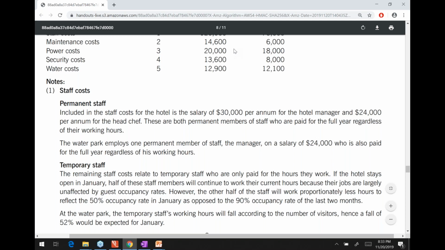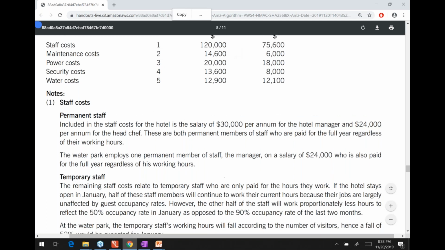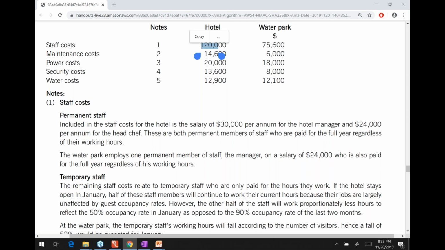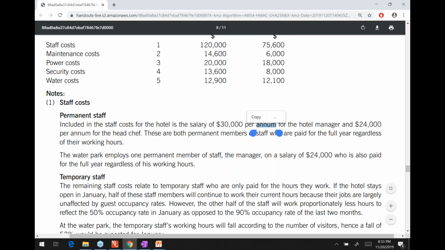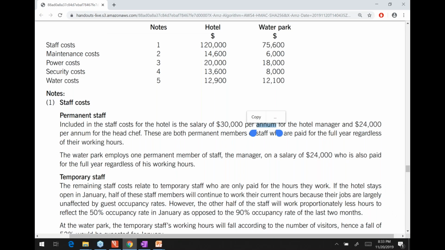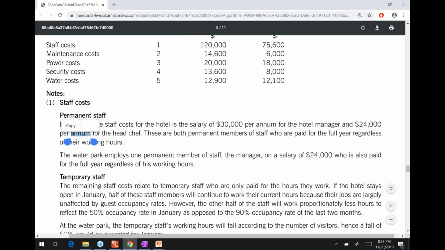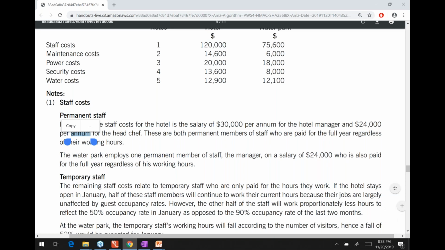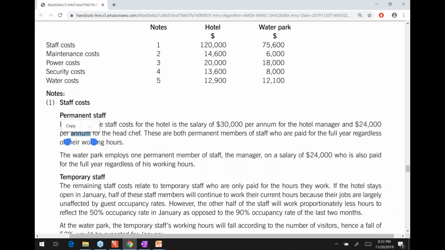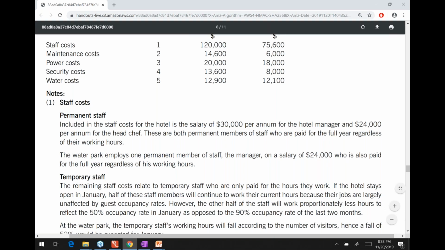We are using rule of 6 here. So it says that staff cost for hotel is 120,000. Permanent staff included in the staff cost for the hotel is the salary of 30,000 per annum for the hotel manager, and we are doing a one month calculation. And 24,000 per annum for the head chef. These are both permanent members of staff who are paid for the full year regardless of their working hours.